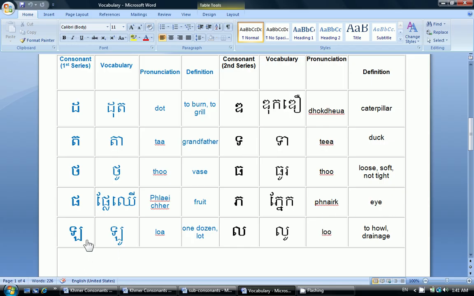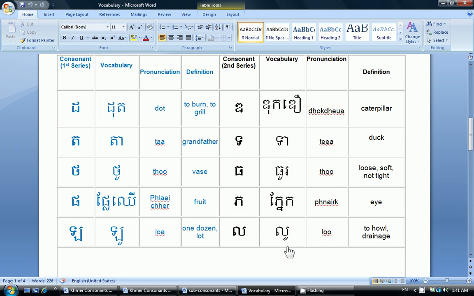We have law here. So law is o, low, which means one dozen or lot. Law's counterpart is law. Law is in the second series consonant.